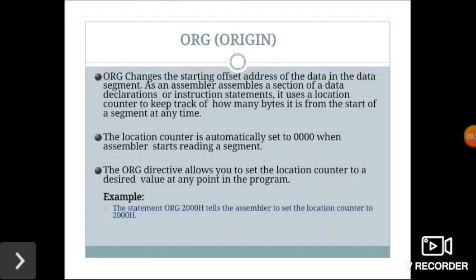Then ORG changes the starting offset address of the data in the data segment. As the assembler reads a section of data declarations or instruction statements, it uses a location counter to keep track of how many bytes it is from the start of the segment at any time. The location counter is automatically set to 0000 when the assembler starts reading a segment. The ORG directive allows you to set the location counter to a desired value at any point in the program.